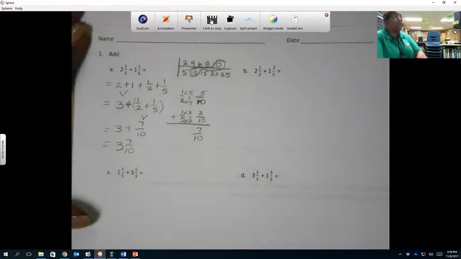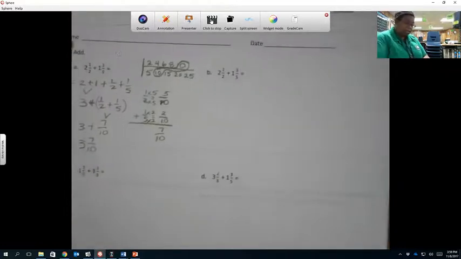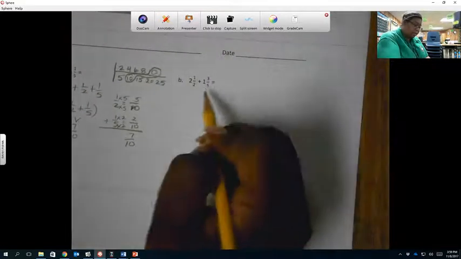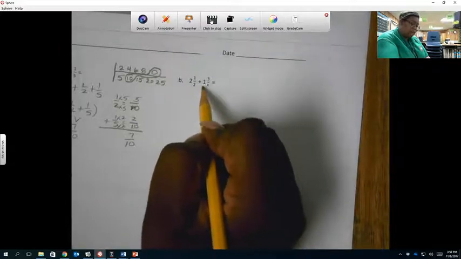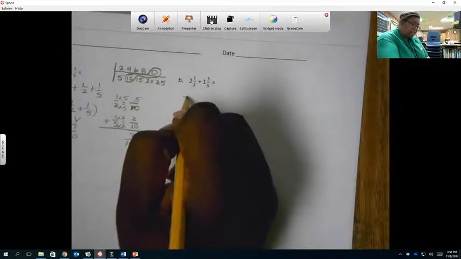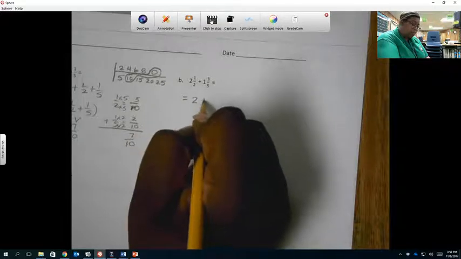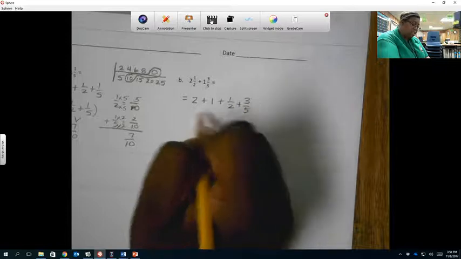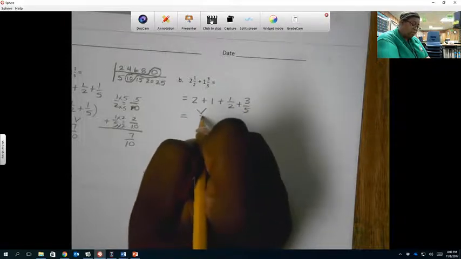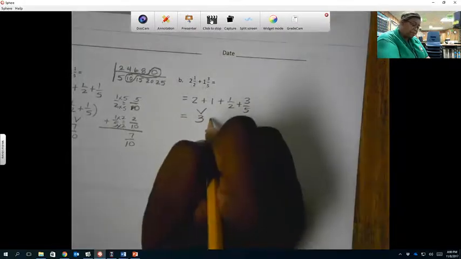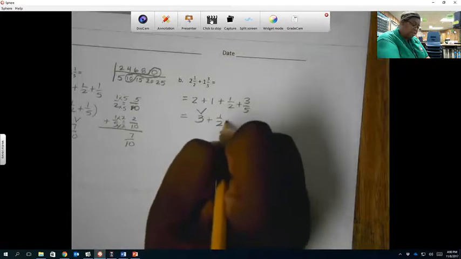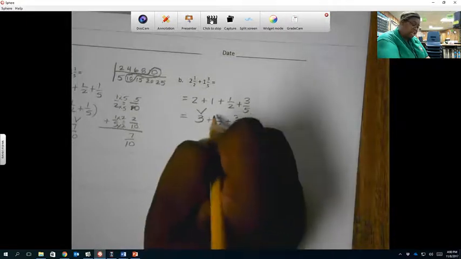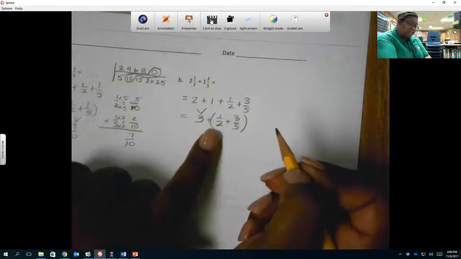Okay. Let's do letter B together. 2 1/2 plus 1 3/5. I'm going to add like terms. 2 plus 1 plus 1/2 plus 3/5. I'm going to add my whole numbers first. 3 plus 1/2 plus 3/5. Can't add these together because I have unlike denominators.